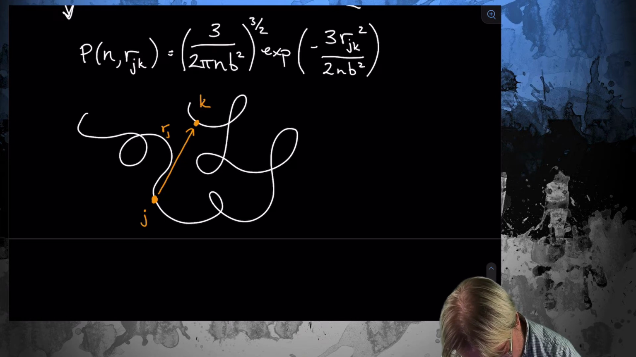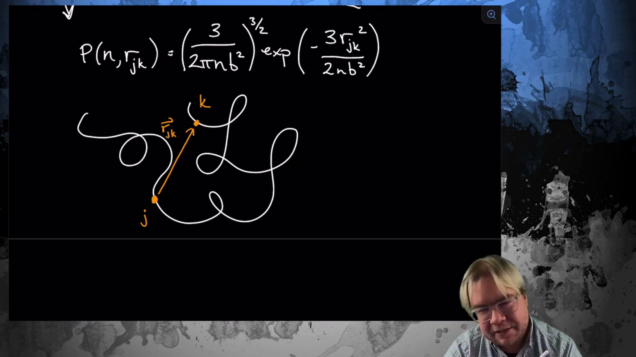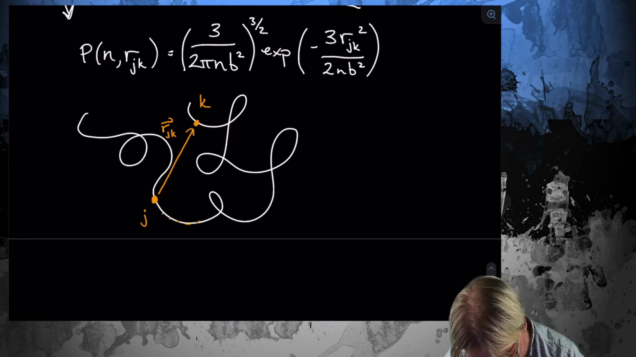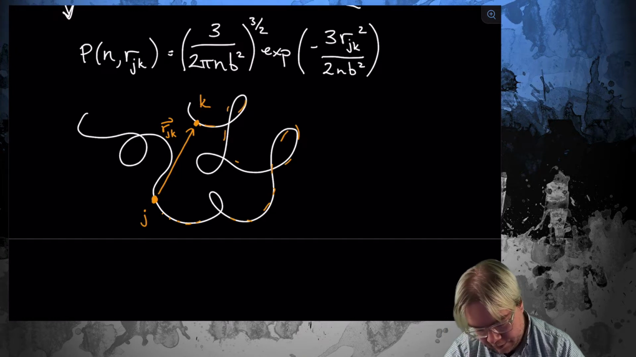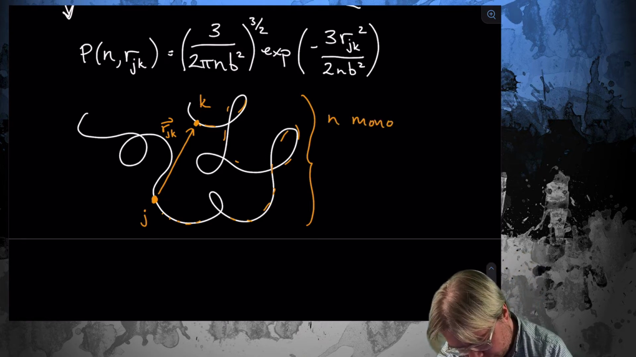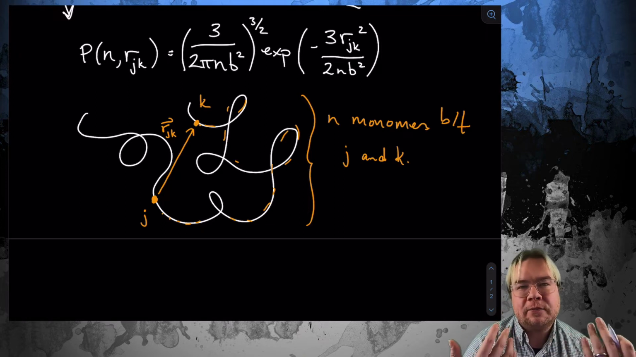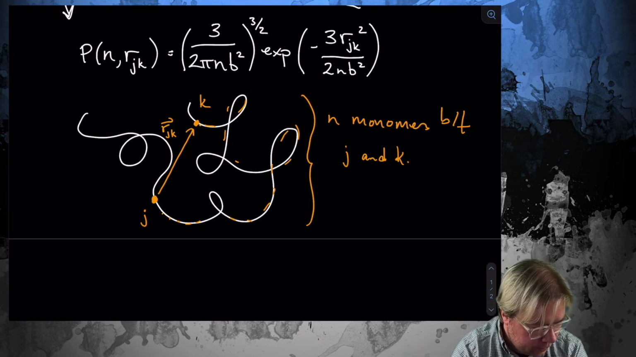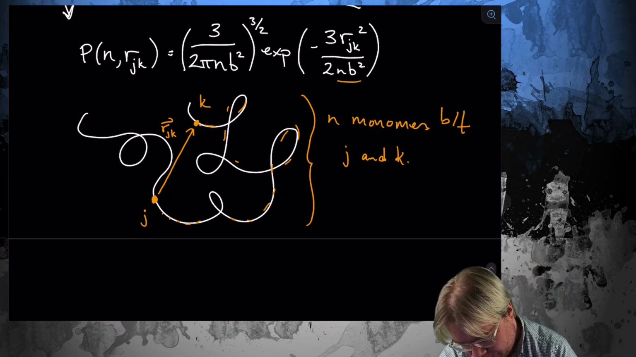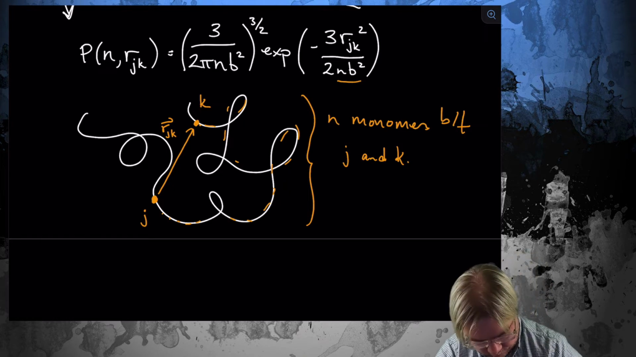So this was r_jk as a vector. And if I was to count from J all the way up, chase this around, all the way to K, then there would be little n monomers between monomers J and K. So that's what the probability distribution is telling you. So another way of doing this, if you look, b squared n, that's just, let me be explicit.